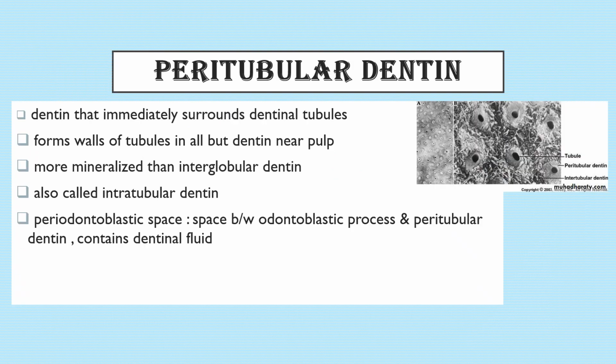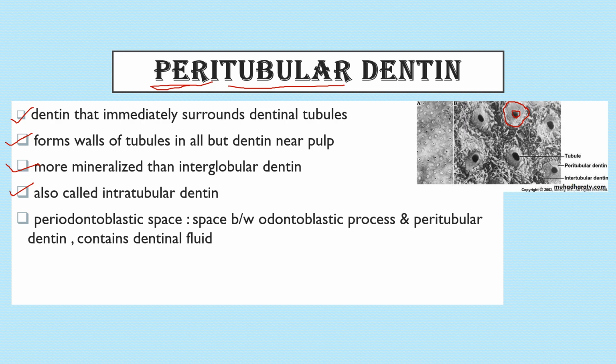Next, moving to the peritubular dentin. It has peritubular dentin and intertubular dentin also. Peri means at the periphery or surrounding, and tubular refers to the dentinal tubules. So the dentin which is present around the dentinal tubules is called peritubular dentin. As you can see, these black holes are the dentinal tubules, and the calcified portion surrounding them is the peritubular dentin. Dentin that immediately surrounds the dentinal tubules is called peritubular dentin, and it forms the walls of tubules in all but dentin near the pulp, because there it is very less calcified. It is more mineralized than the interglobular dentin, and is also called intratubular dentin.